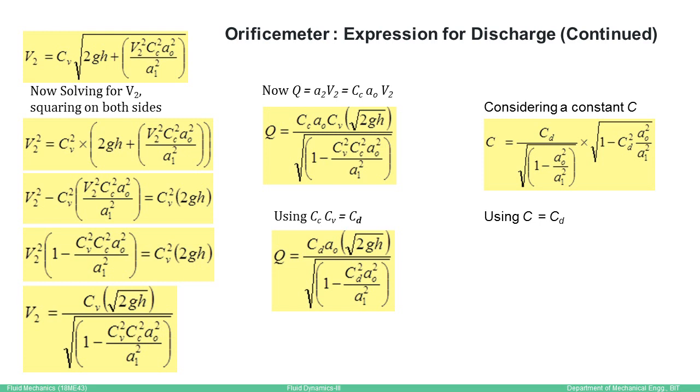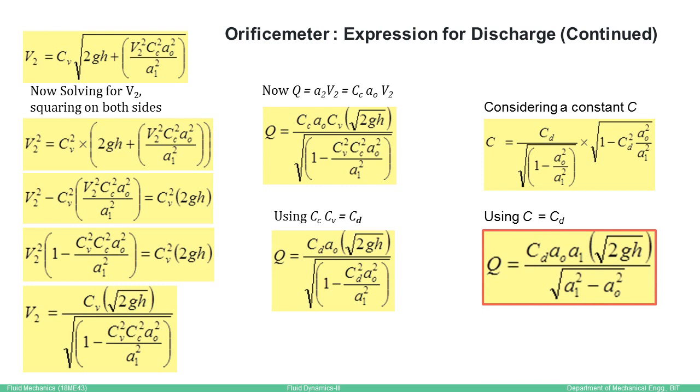And using again this C constant as equal to the coefficient of discharge for this orifice meter, we have the final expression for discharge through an orifice meter, that is Q is equal to Cd into A naught A1 root of 2gh divided by root of A1 square minus A naught square. Remember, this A naught here is the area of the orifice, A1 is the area at the inlet, and H is the difference in pressure head.